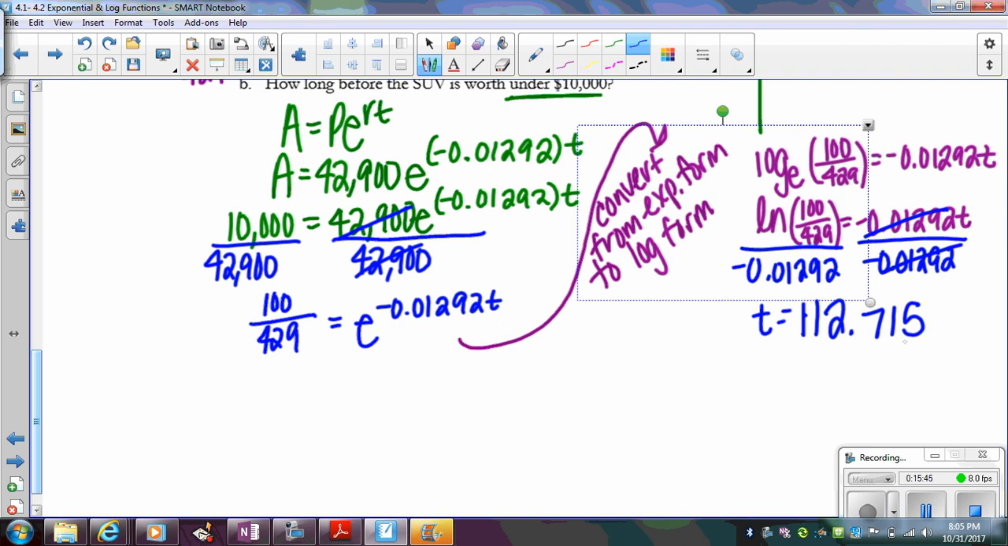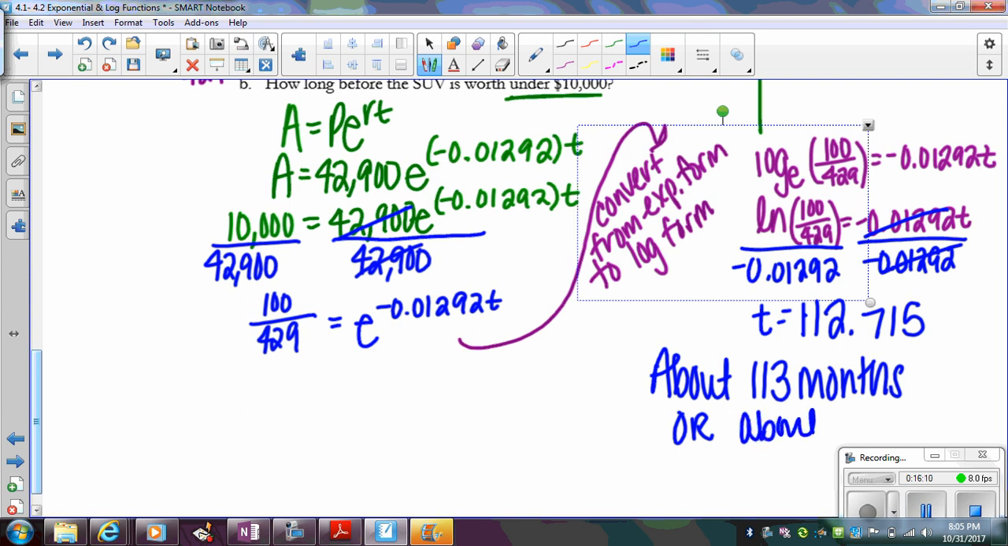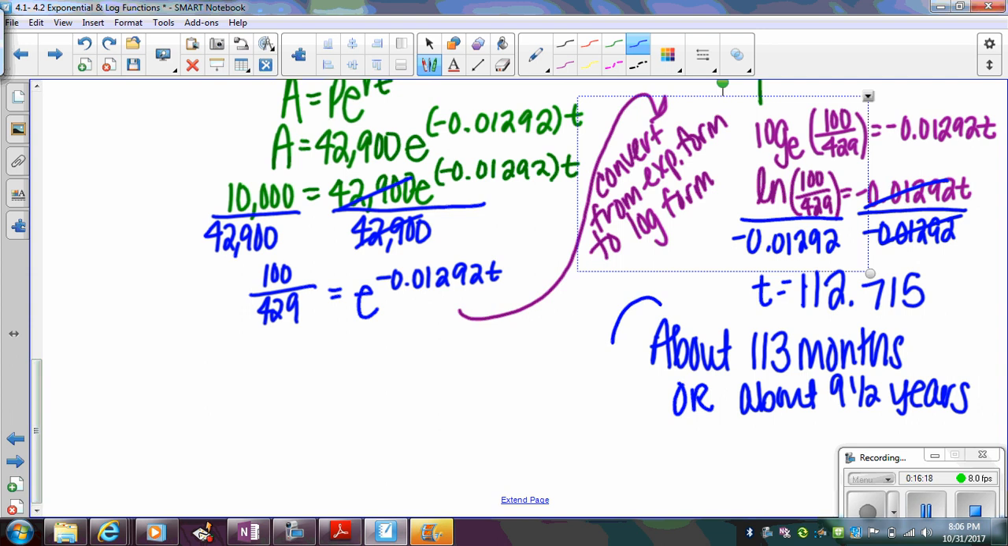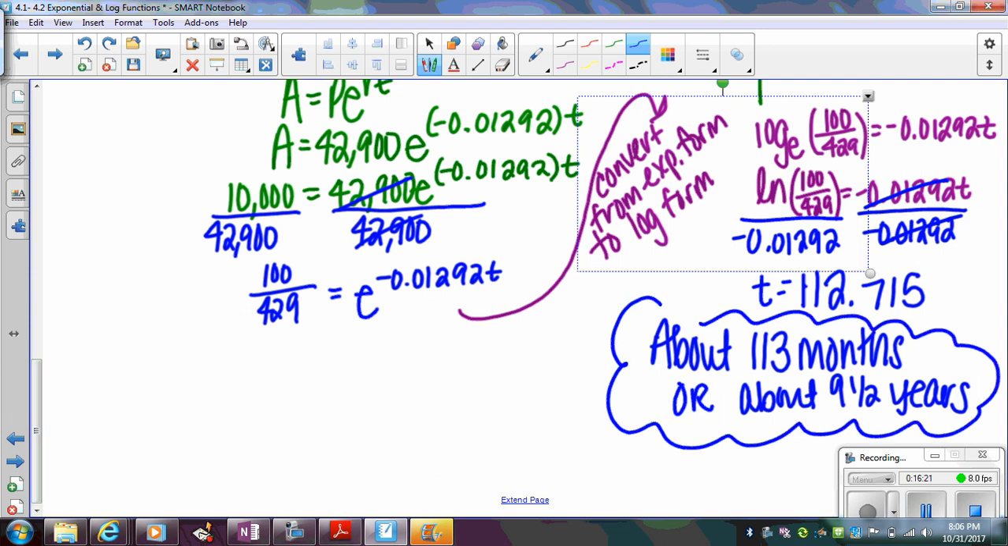The more time you add, the lesser this number is going to be. That's the word I'm looking for. So the total time period, I'm just going to say about 113 months. Or if you want to convert that back to years, you can just divide that by 12. It's about 9.5 years. You don't need to worry about exact years and months and all of that. Just give an approximate for that. So that would be the answer to the question.